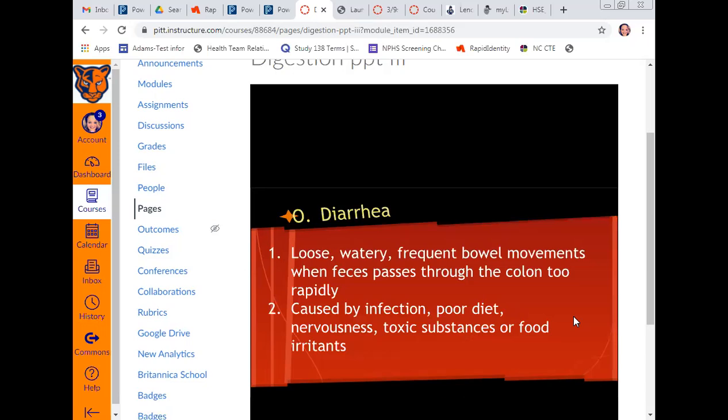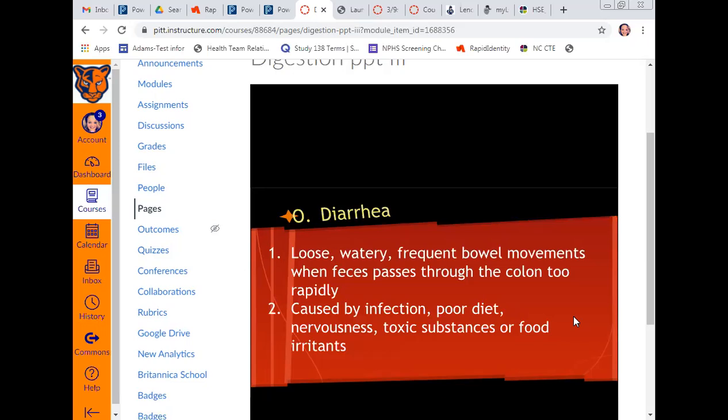Diarrhea is the last one that we covered on Friday. Diarrhea is when feces is moving too quickly through the digestive tract. And so you have loose, runny, watery stools because it hasn't even had the time to form a true feces like we're used to seeing. It can be caused by a number of things. It could be nerves related. You could be having anxiety. It could be because of something you ate, Taco Bell irritated your stomach. It could be infection, etc.